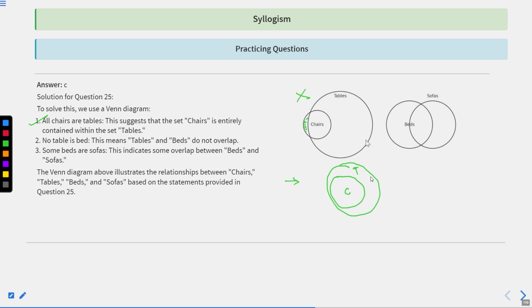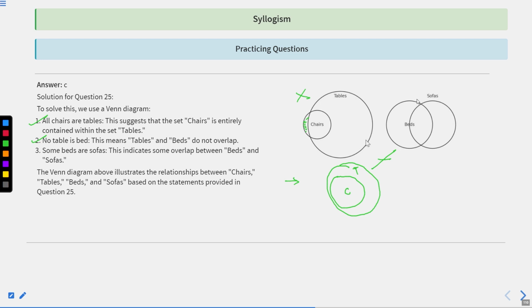Now, no table is bed. No table is bed. Correct. So there is no table which is bed. There is no relation between tables and bed. According to the statement number 2, there is no table which is bed. And according to the Venn diagram also, there is no overlap between the circle which is representing table and the circle which is representing bed. Therefore, this particular statement has been correctly represented through the Venn diagram that is in front of you.